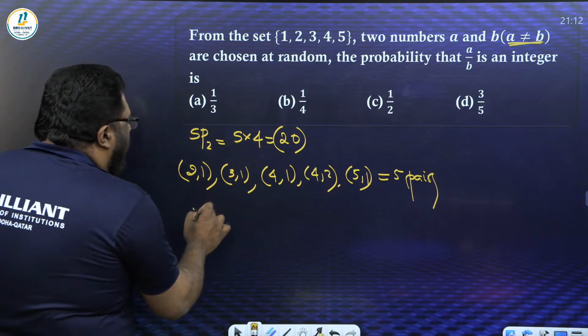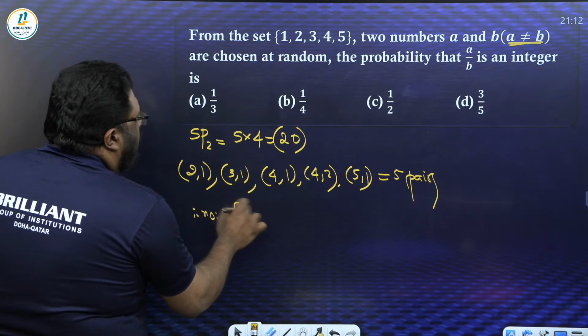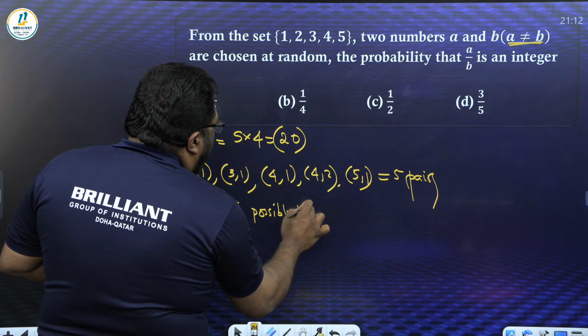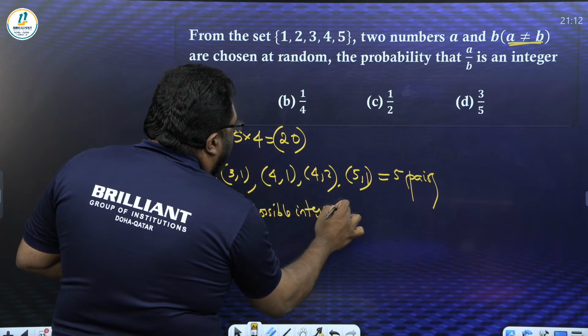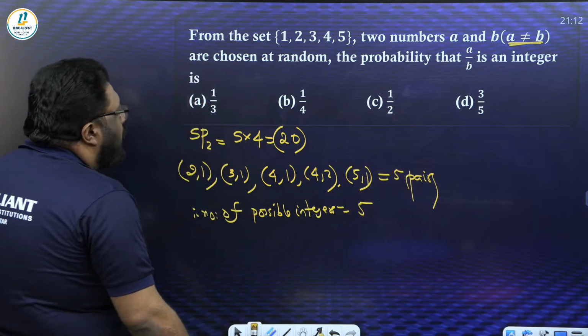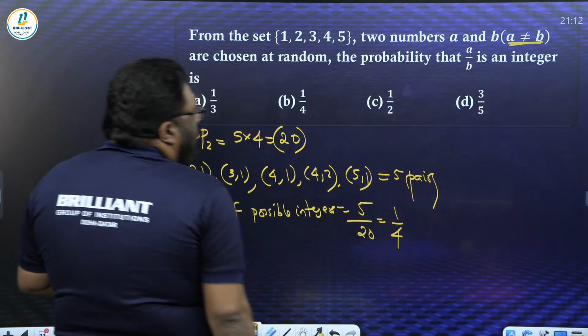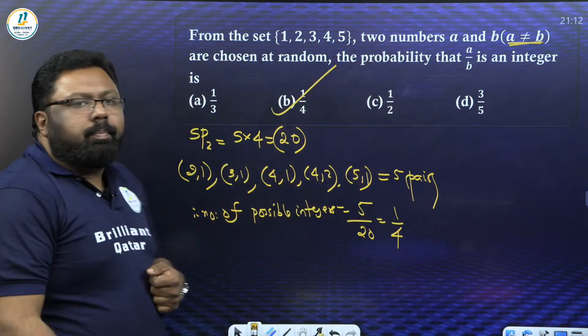Therefore, the number of possible integers equals 5 divided by a total of 20. So the answer is 1 by 4, option B.